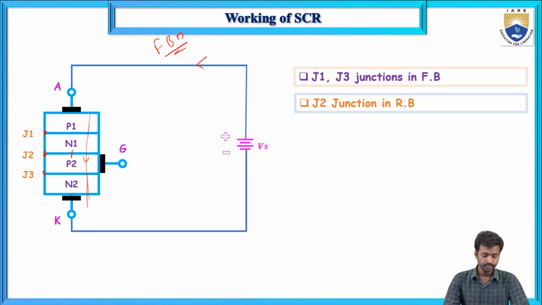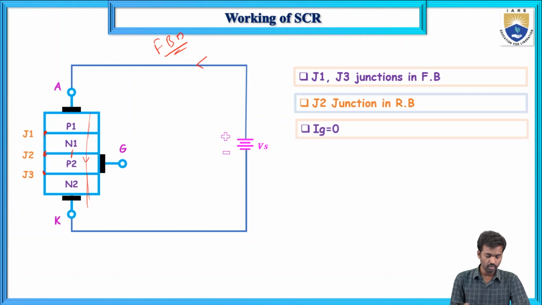In this mode the gate is open. This forward leakage current offers high impedance. In this mode also it acts as an open switch.